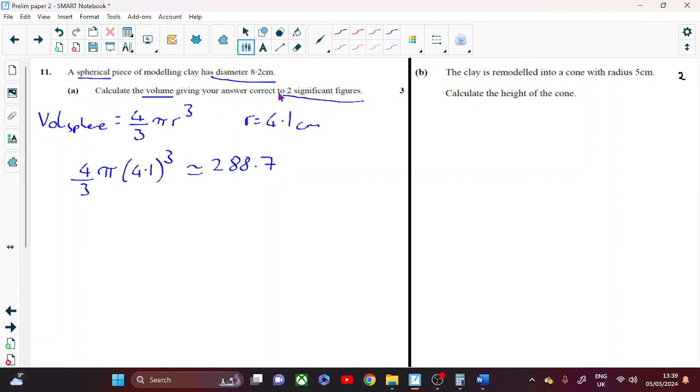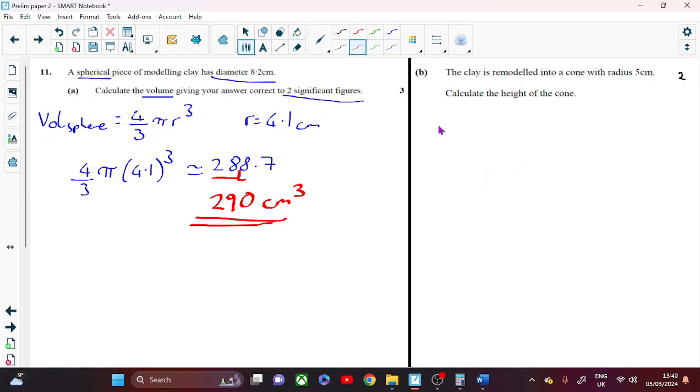So that's approximately 288.7, and we want it correct to two significant figures, not two decimal places. So we want to look at the first two numbers, look at the one after it, that's an 8, which makes this 8 round up. So we have got 290, we need the 0 because there's a decimal point there, we need to hold that place. It's 290 centimetres cubed for volume, and that's our final answer.